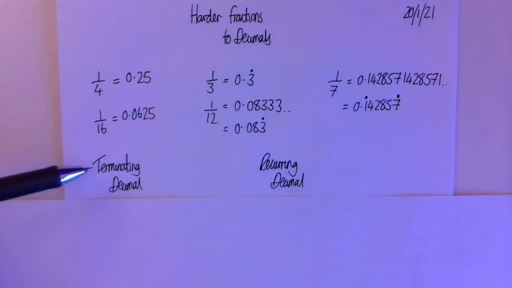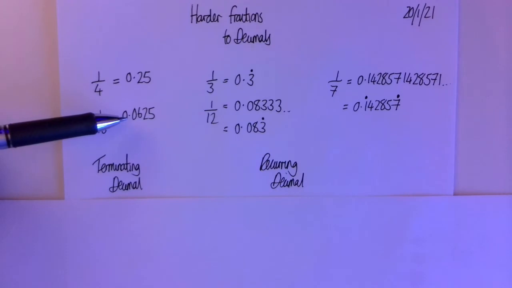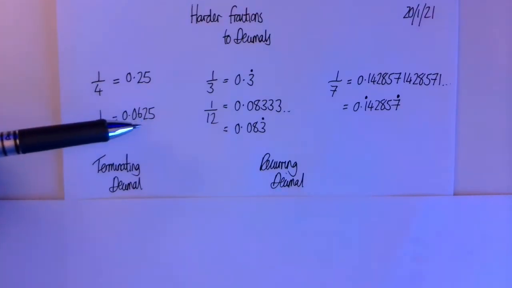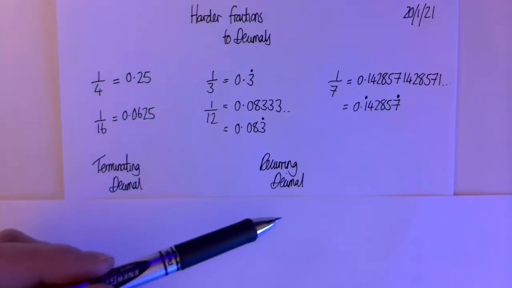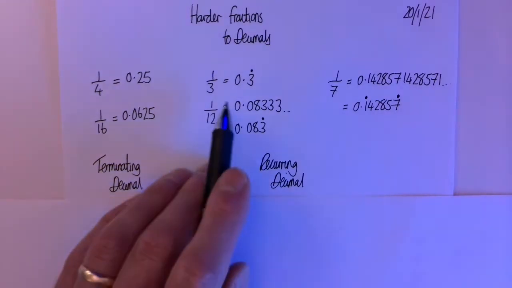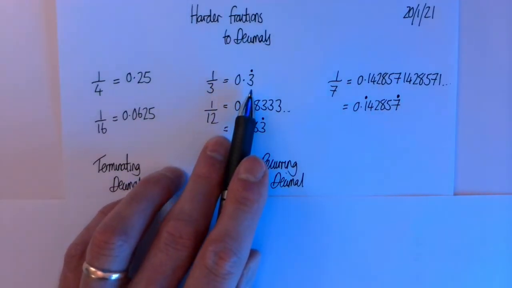It's always what we call a terminating decimal, and that's one that finishes, doesn't need to be rounded. So a quarter is 0.25, 1/16 is 0.0625. They're not rounded, that's just the end of the decimal. So it's either a terminating decimal or it's a recurring decimal. Some of you will remember that 1/3 is 0.33333, which we write like this.